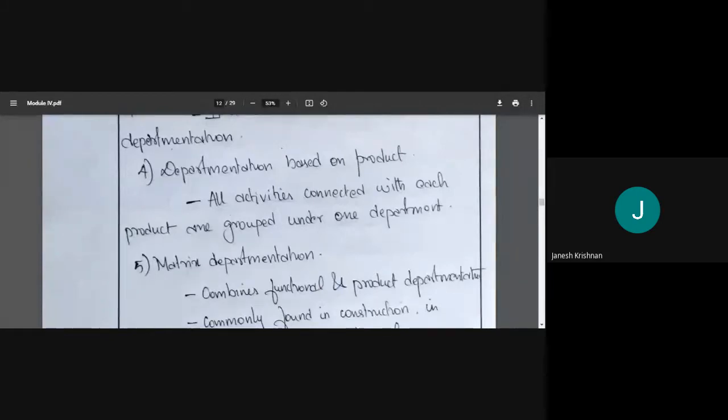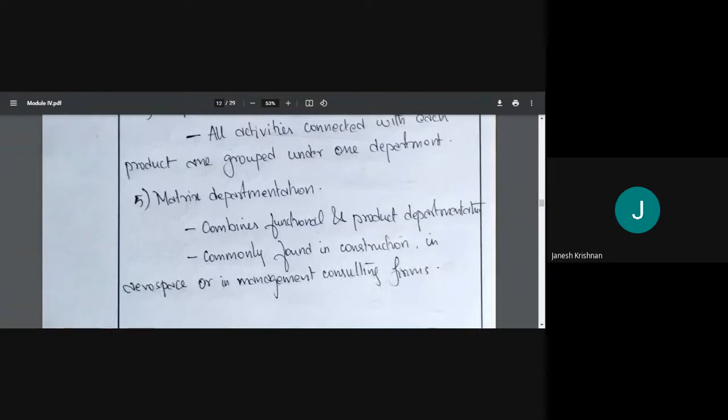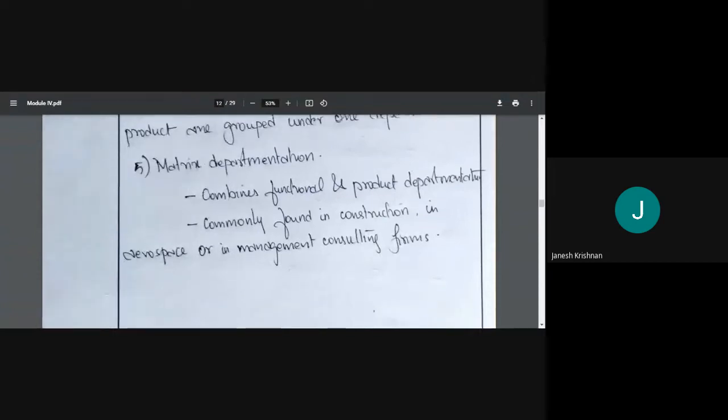Then the last one is matrix departmentation. Matrix departmentation means it's a combination of functional and product departmentation. Okay, the first one and the fourth one. It is commonly found in construction, aerospace, or management consulting firms. The example is, suppose you have a construction company. In your construction company, you will be doing everything, right? You will be constructing buildings, dams, high-rise buildings. You'll be building stadiums, whatever comes.